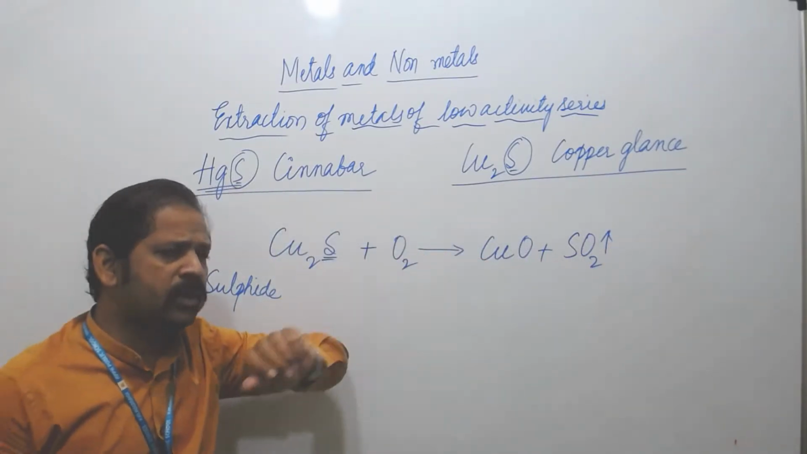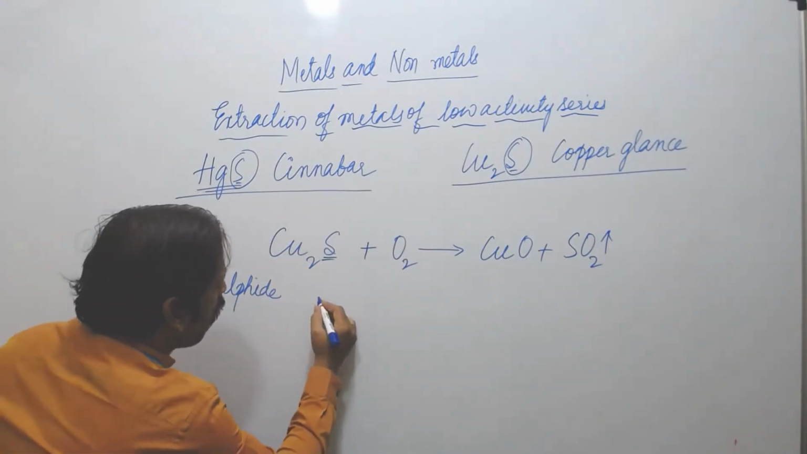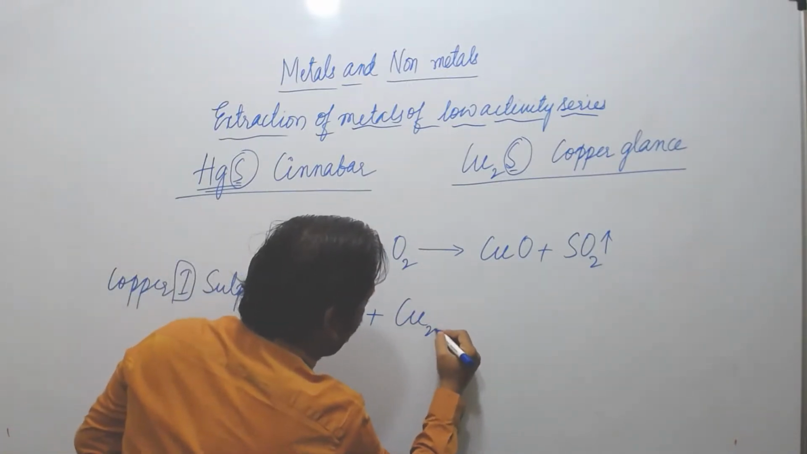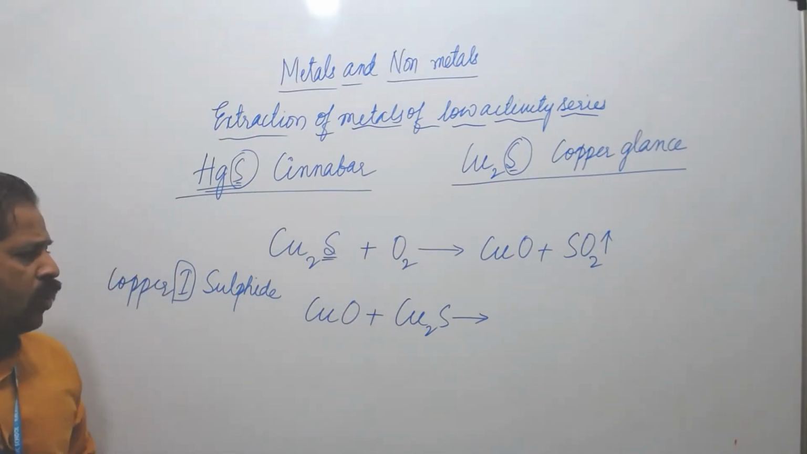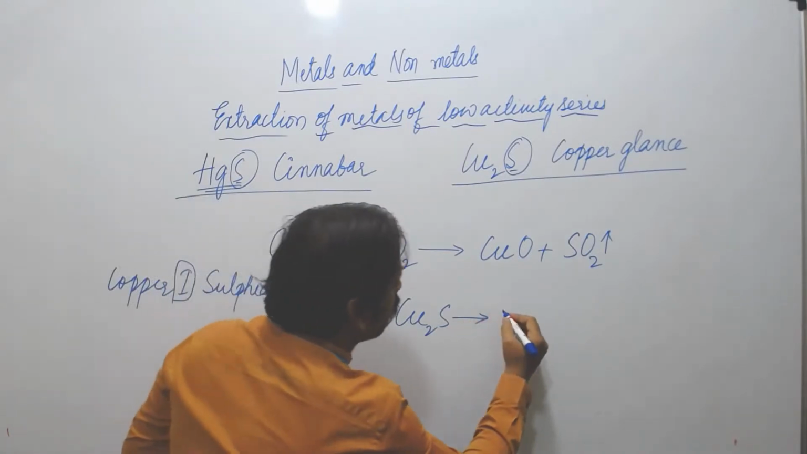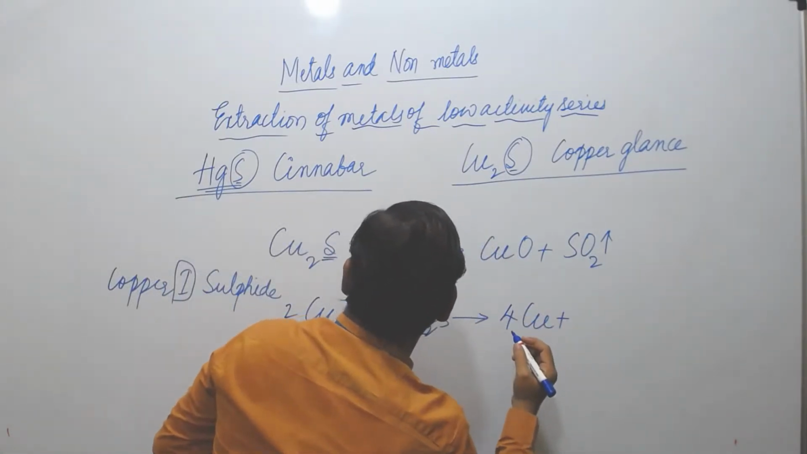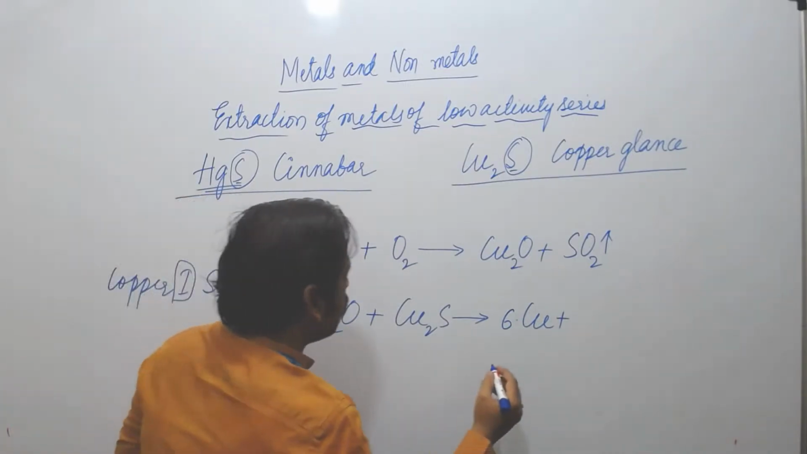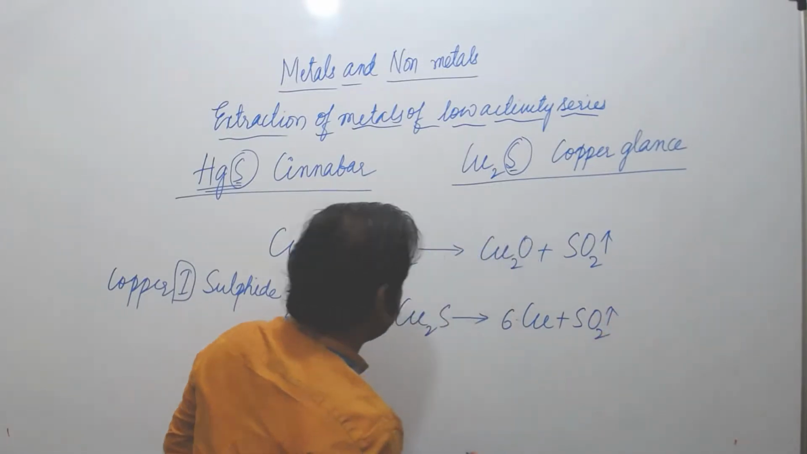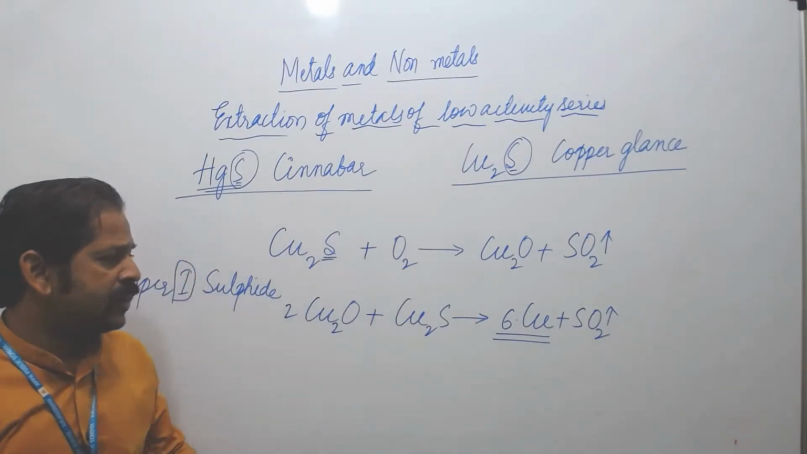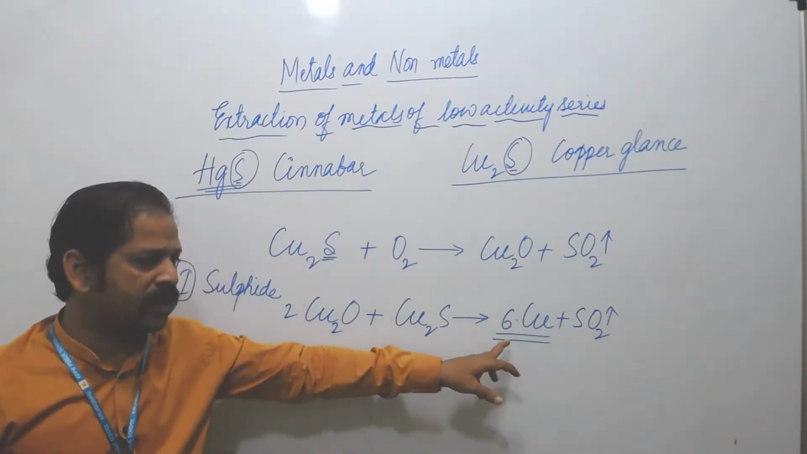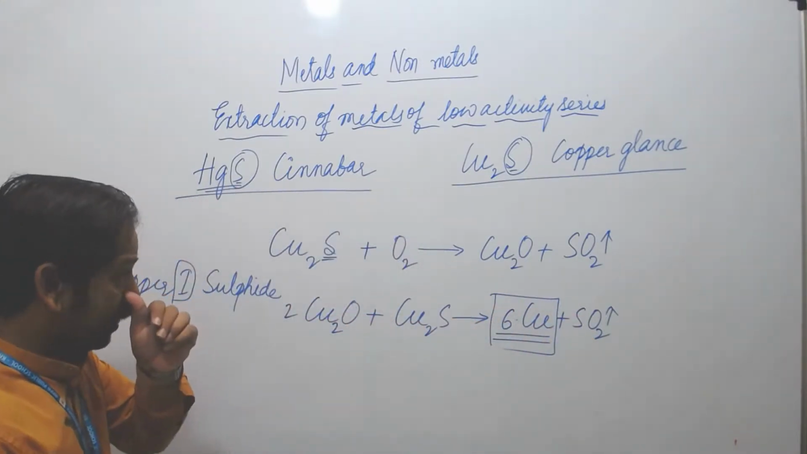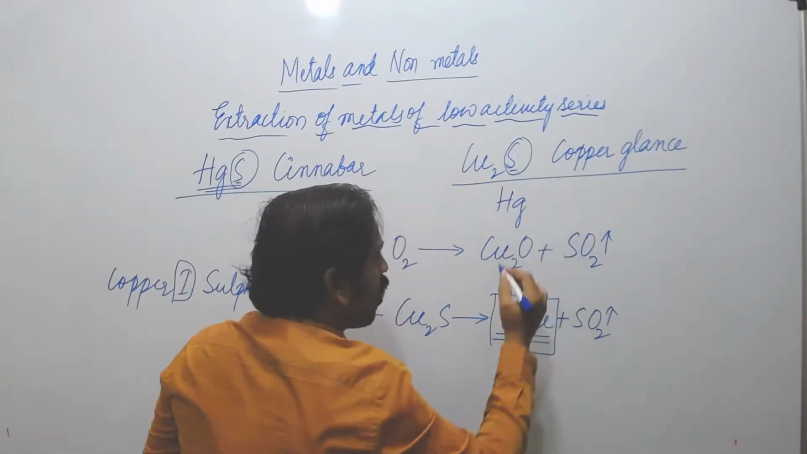Once again, we have this copper oxide. This copper oxide reacts with the copper sulfide to form copper and sulfur dioxide. Okay, copper is available. Once again, this copper is impure copper. Yes, this copper, or if you take mercury, Hg, both will be impure.